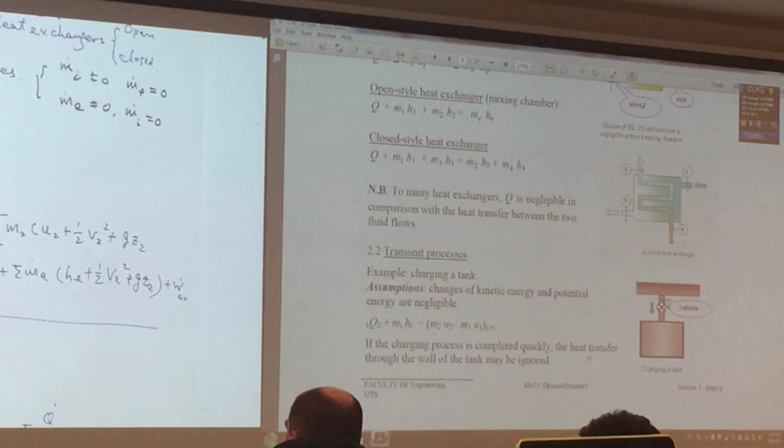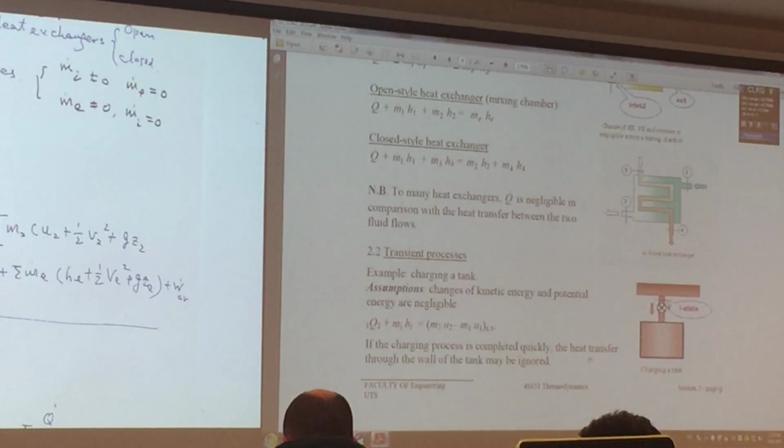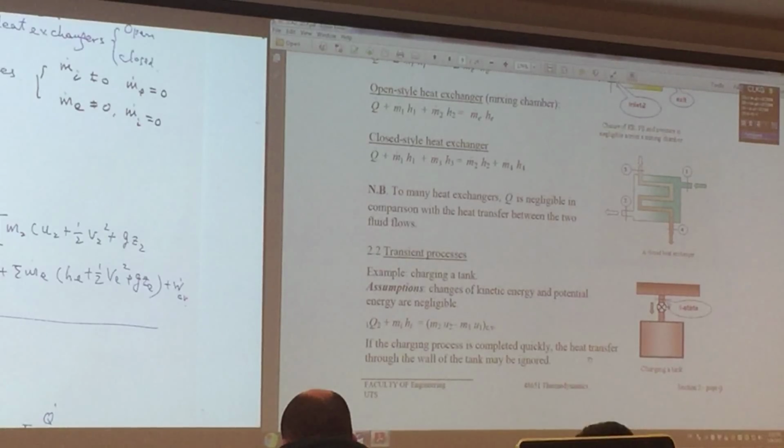I've seen some exams like that. The question asks for heat transfer, and the heat transfer is ignored. If the heat transfer is ignored, it means the question is ignored, so you don't need to do any solution. So don't ignore the questions. Even if the heat transfer is zero, we still need to show why. But normally, if the heat transfer is asked as a question, it's not zero. It means the process is not adiabatic.